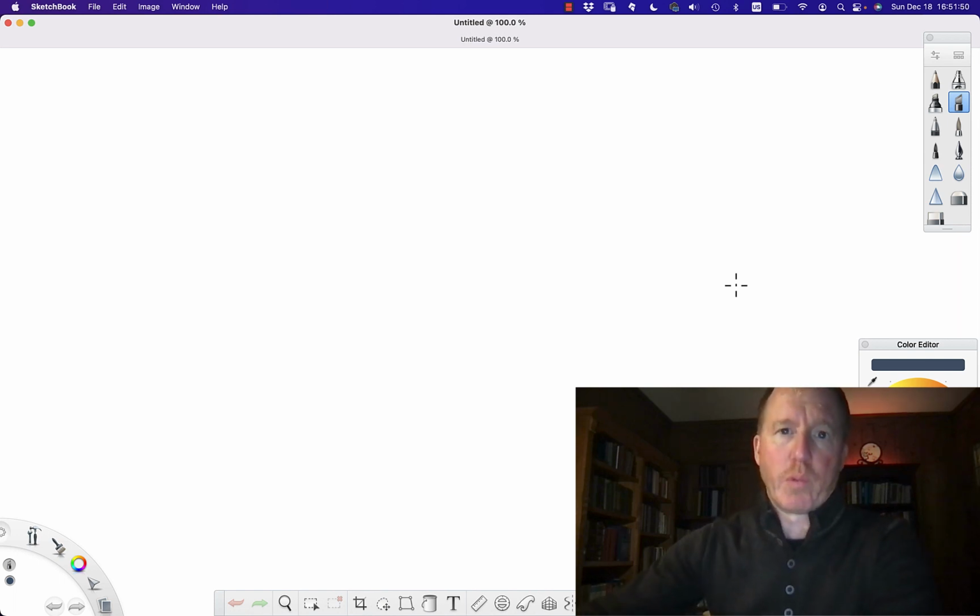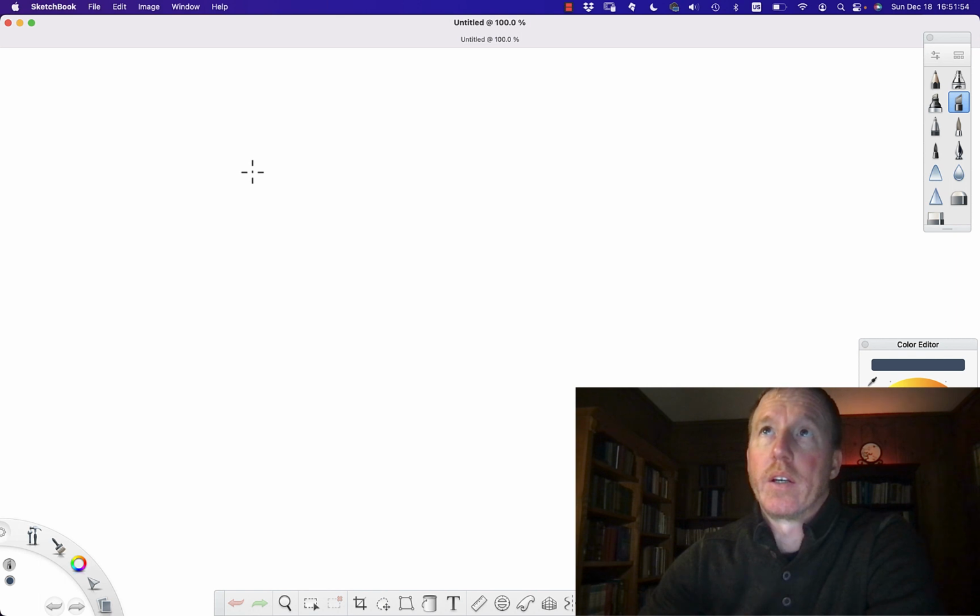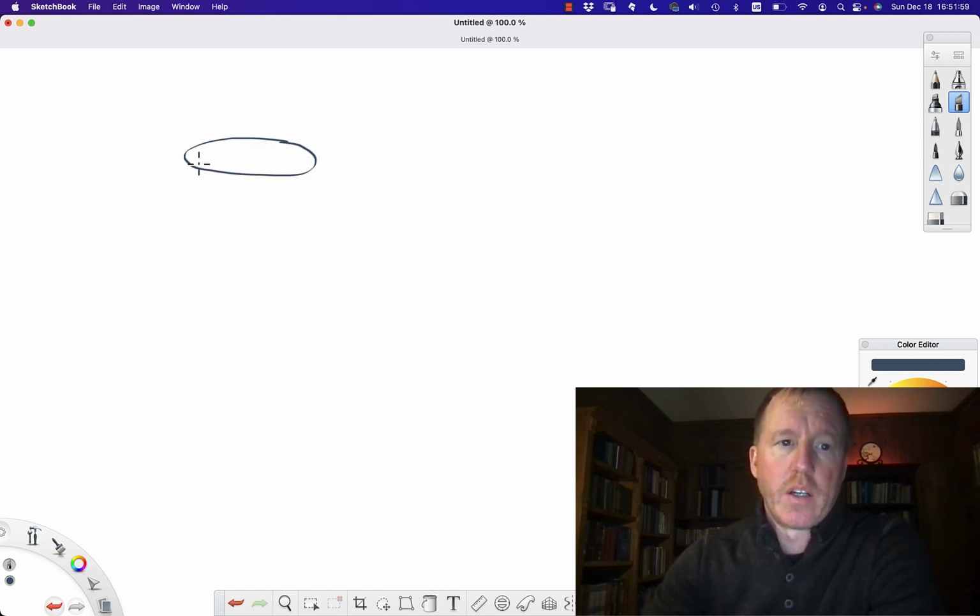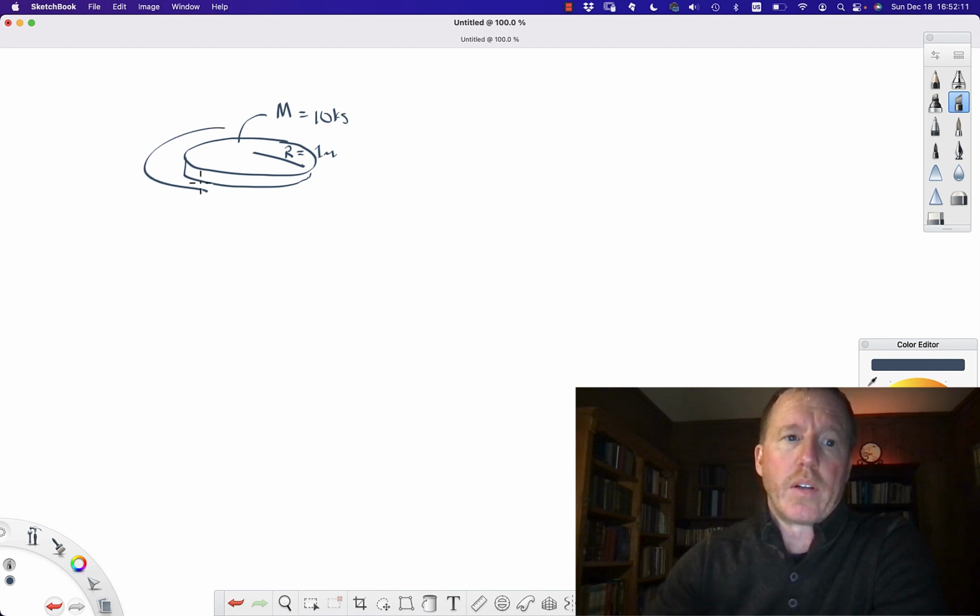Here is a solution to the rotation problem that I assigned for my AP Physics students this week. We're told that a 1 meter diameter solid disk, I'm going to make a sketch of this. The radius of this disk, r, is equal to 1 meter. And we're told that the mass of this disk is 10 kilograms. And it's spinning around, and the time it takes to spin around, we're told, is once per second. So the time of orbit is 1 second.